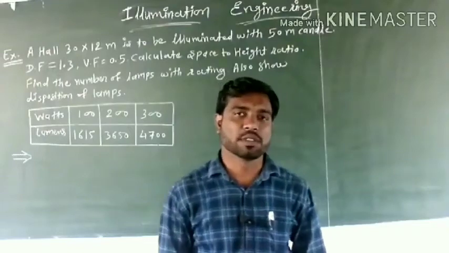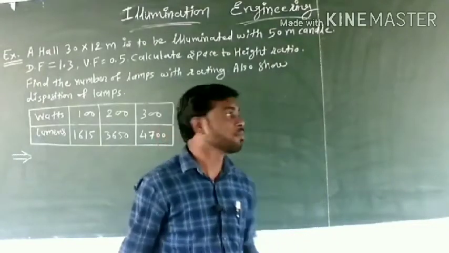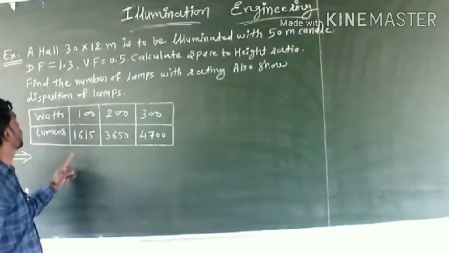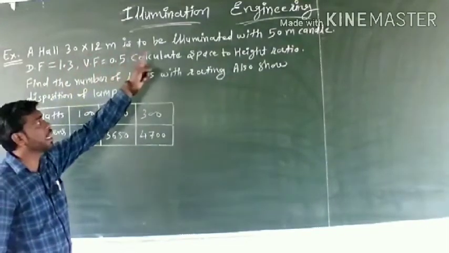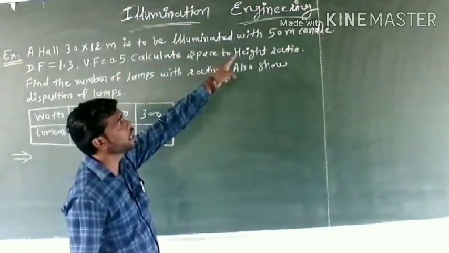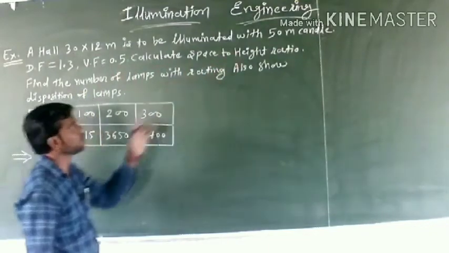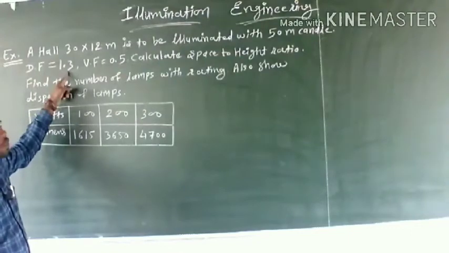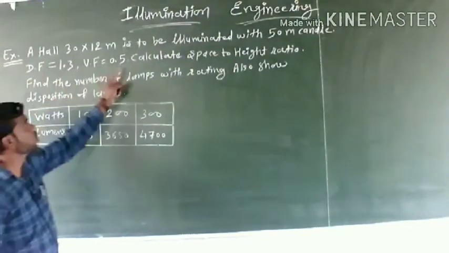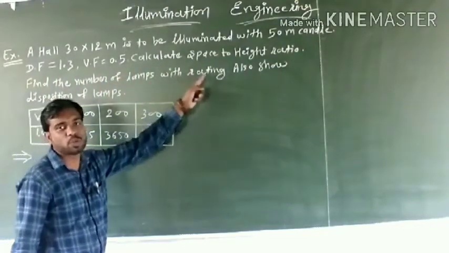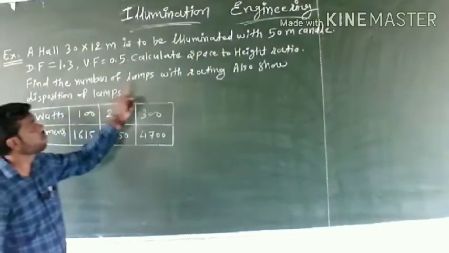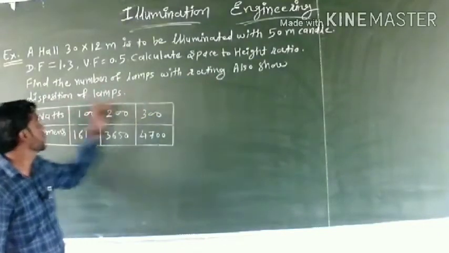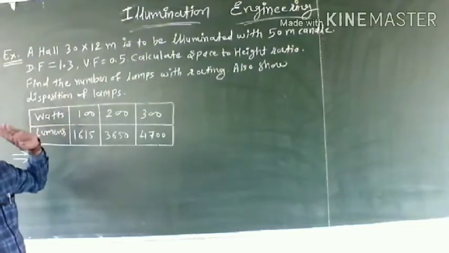Numerical on illumination. Okay, so let us see. Here is the numerical. A hall 30 by 12 meter is to be illuminated with 50 meter candle, D up 1.3, U up 0.5. Calculate space to height ratio. Then find the number of lamps with rating. Also show disposition of lamp.